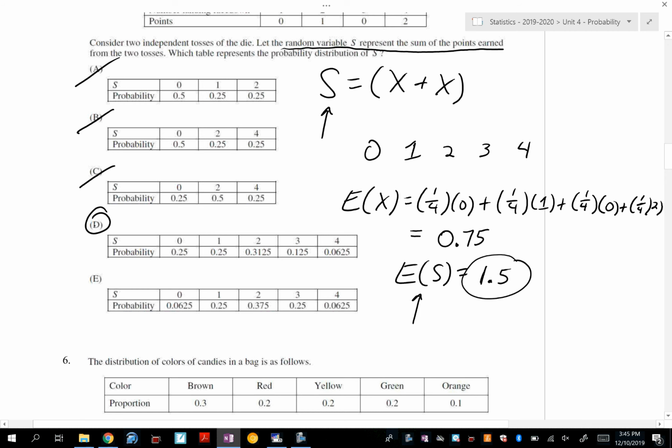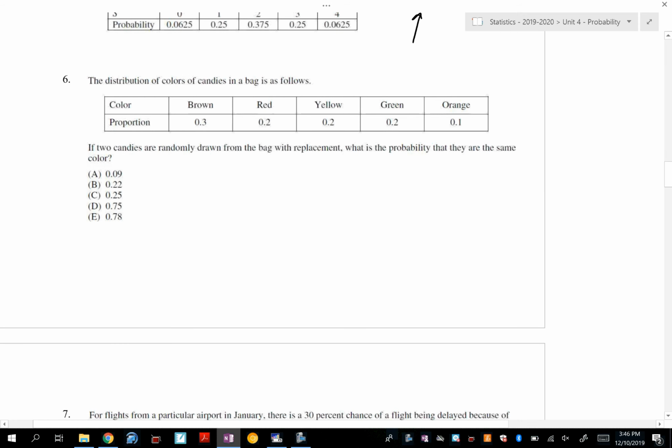For D? Are you multiplying 1 times 0.25 plus 2 times 0.3125 plus 3 times 0.125 plus 4 times 0.064? Okay, I'm going to keep going. All right, maybe we'll feel better about this one.